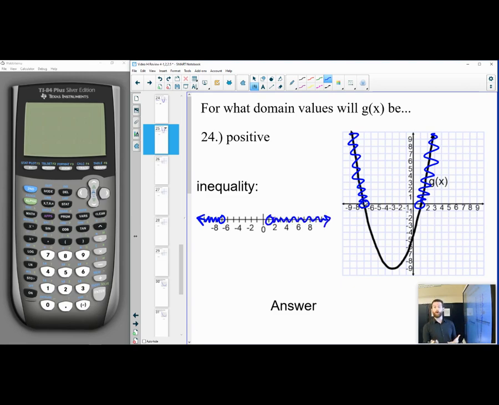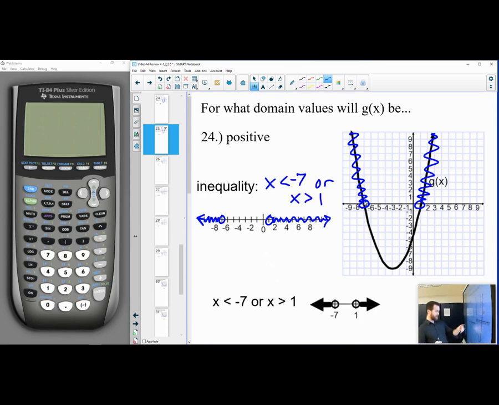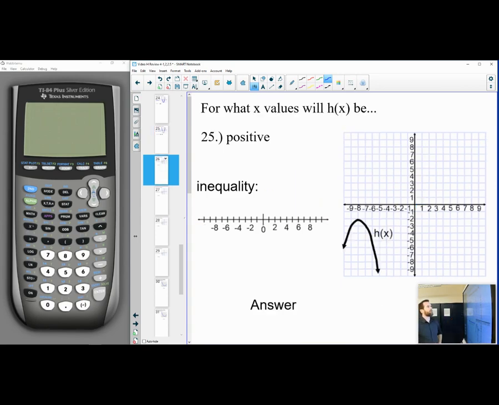And this is going to be an or compound inequality because it's going 2 separate directions. So it's x is less than -7 or x is greater than 1. Check the answer. Less than -7 or greater than 1. Shading going 2 different directions. Good, good, good. Okay, for what x values will h of x be positive?